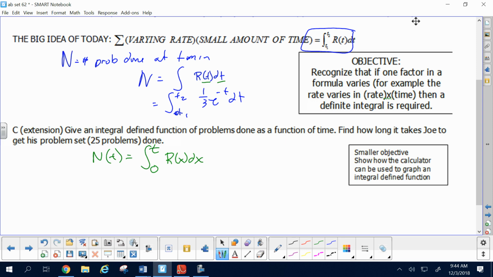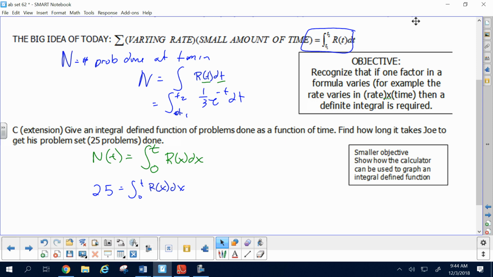What is 25 problems in this equation? This is the number of problems done. So we want to find when this equals 25. And we could actually do that paper and pencil because we can integrate e pretty well. So we could actually solve that if we wanted to, paper and pencil. But let's use our calculator. So how would you use your calculator to solve that question?